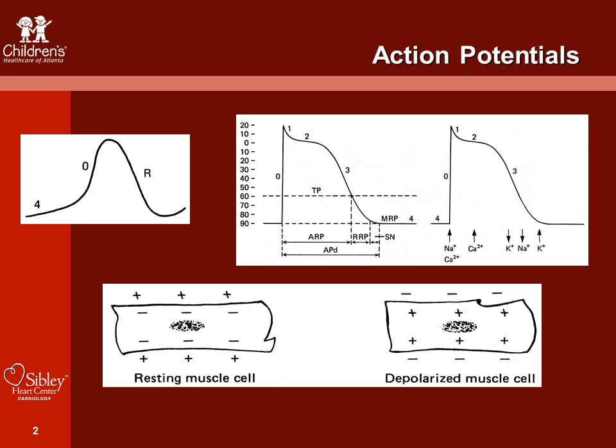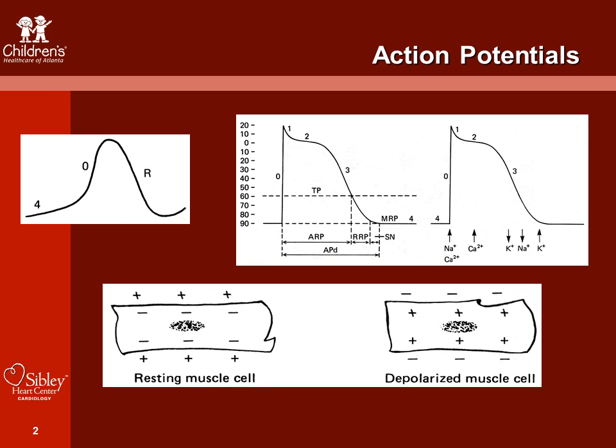Phase 4 is known as the resting membrane potential. It describes the membrane potential when the cell is not being stimulated. So in a standard myocyte, this will usually be a horizontal line. That's how you'll see it drawn on a representation.